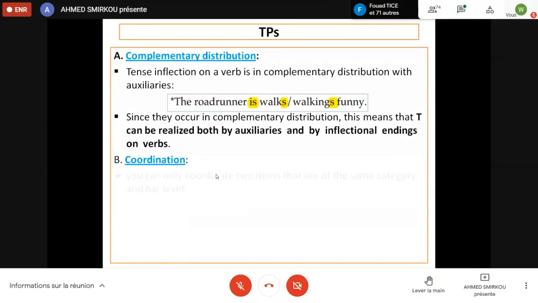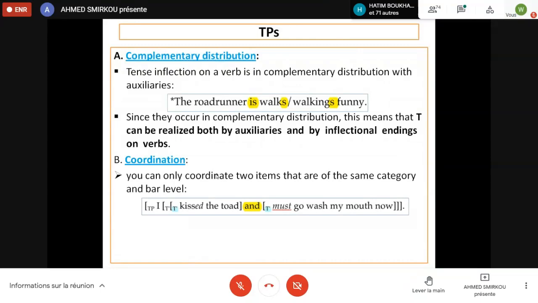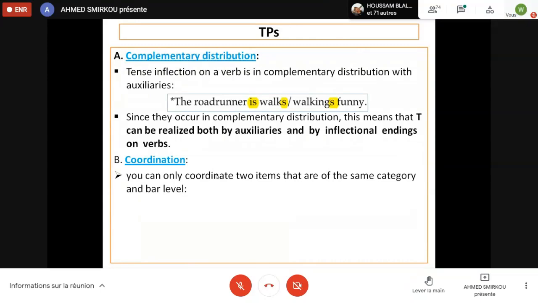The second argument: we can use coordination. You can only coordinate two items that are of the same category and bar level. So if you can conjoin, again, a clause that has an auxiliary with a clause that has a tense inflection, then it's fine. Then we have T with auxiliaries and with tense inflection.